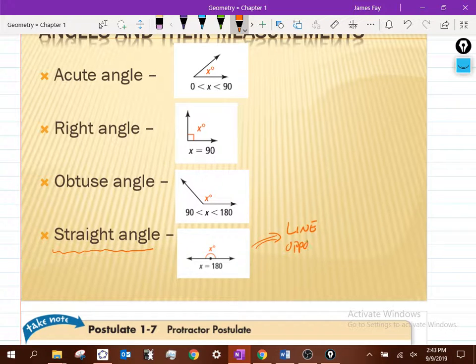Or opposite rays. Now, they're going to use straight angle because it makes more sense in some of the upcoming vocabulary to use the phrase straight angle as we define other objects. It makes more sense to use that than it does to say line or opposite rays. So a straight angle is just an angle that has a measurement of 180 degrees. You guys know that stuff already?